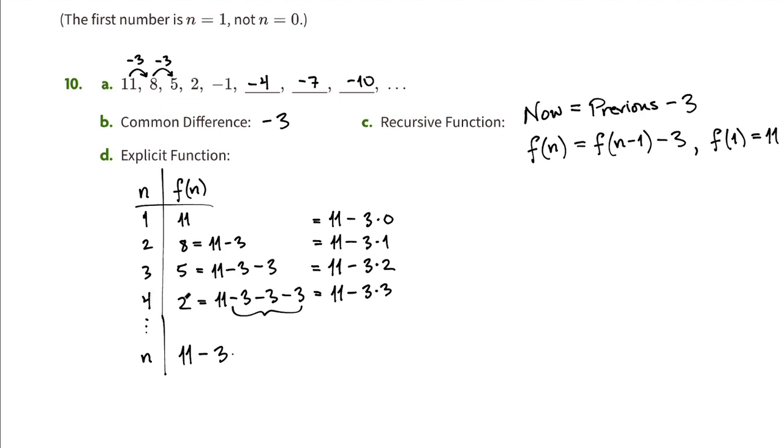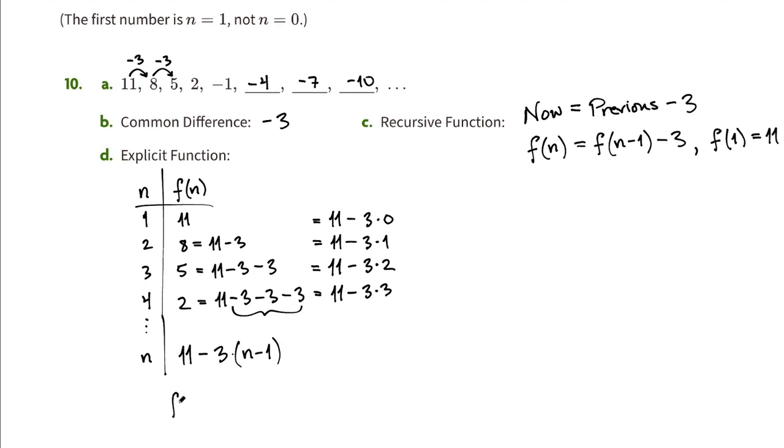So here when n was 4, it was 3. And when n was 3, it was 2. And when n was 2, it was 1, and so on. And so that means that if I have n, the number will be n minus 1. And so that there is my expression for the nth term.